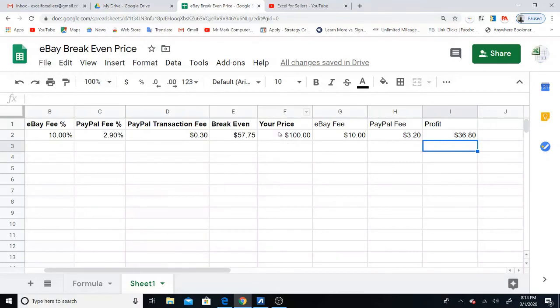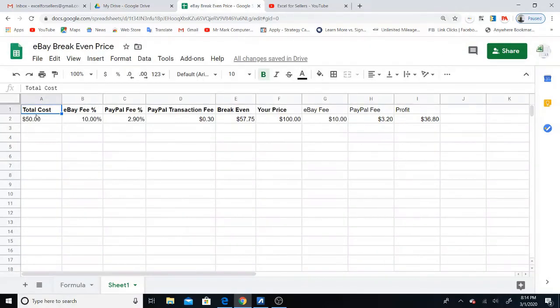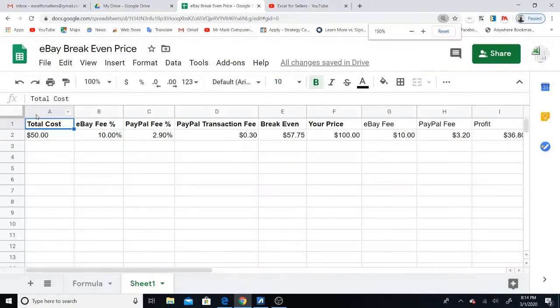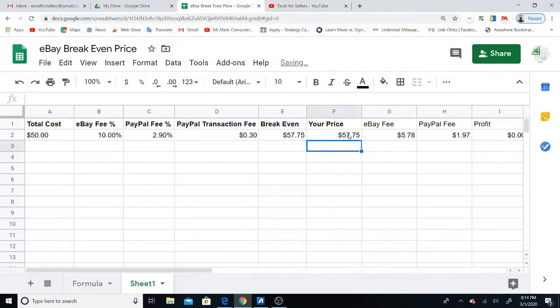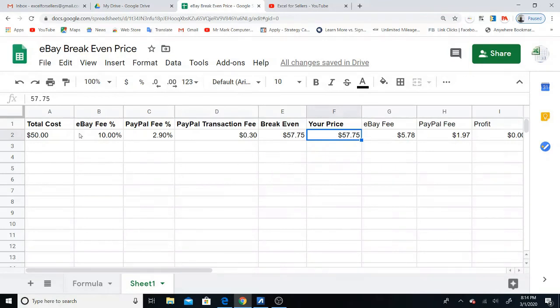Now, to prove that the break even works, I'm going to zoom out just one level here. In fact, I'll scroll over and then zoom back in, control plus. I'm going to set my price equal to $57.75. I'm actually setting it to the break even, and my profit should be zero when I do that. And you'll see that when I set my price to $57.75, my profit is exactly zero. So this break-even formula works.